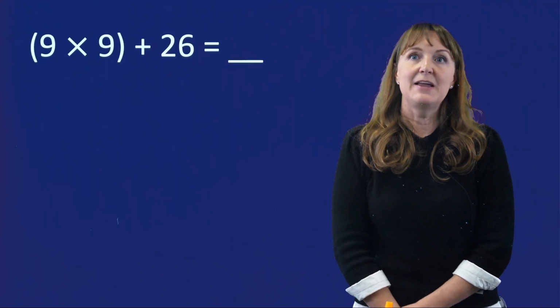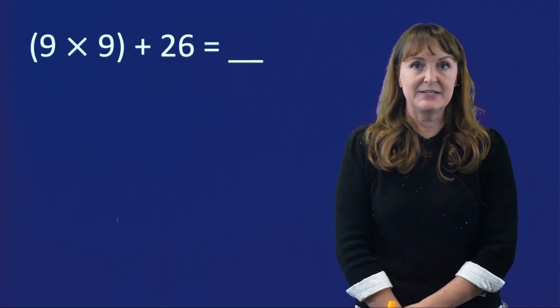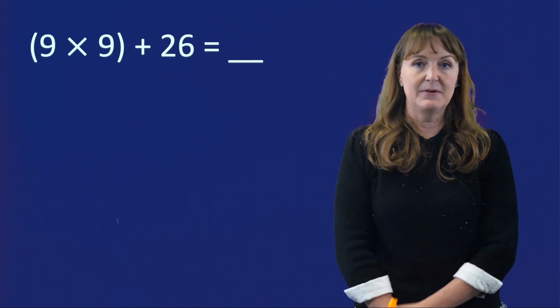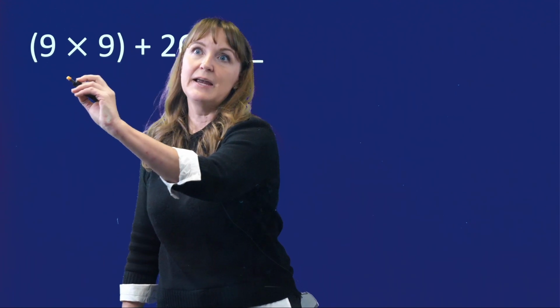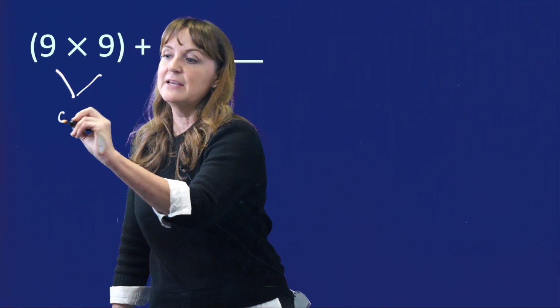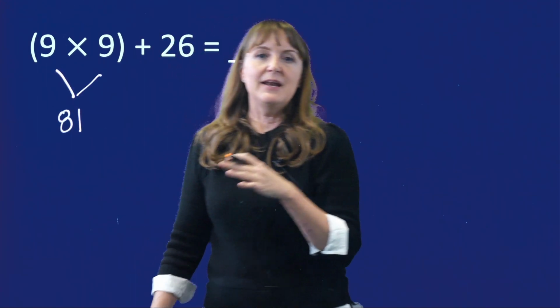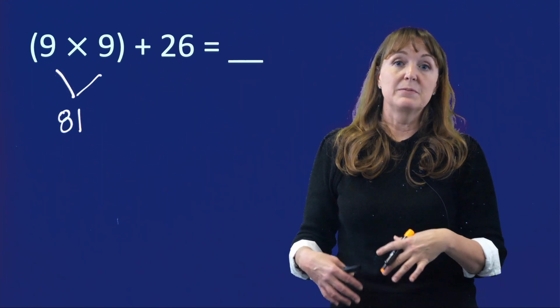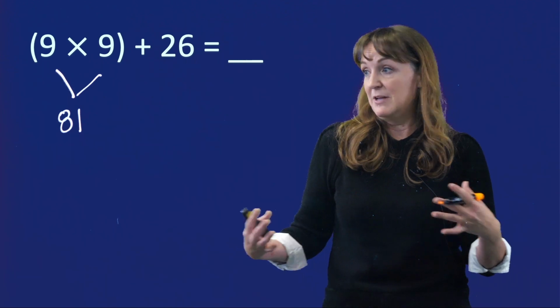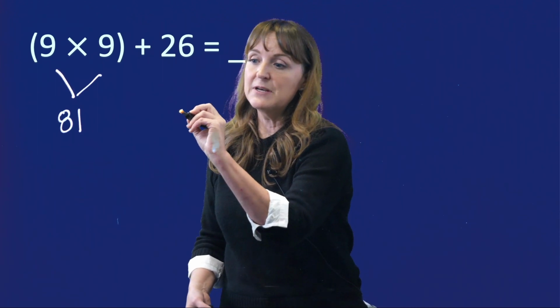So here we have 9 times 9 plus 26 is the same as something. Well, I have these numbers in parentheses. Here I have 9 times 9, and 9 times 9 is 81. And then I add 81 to 26. Now, some students might be able to do mental math here. That would be great. But some students may need to write this.